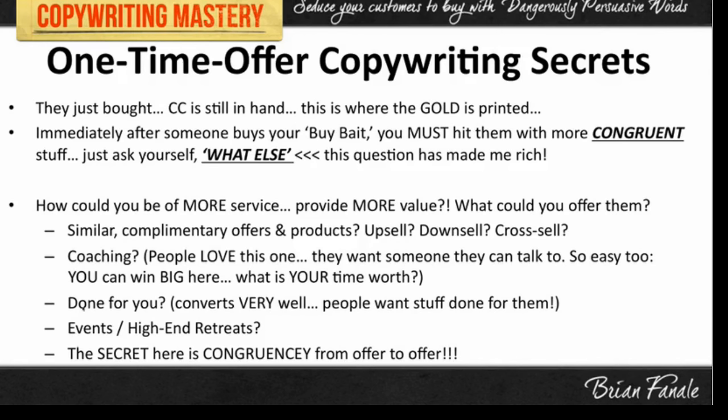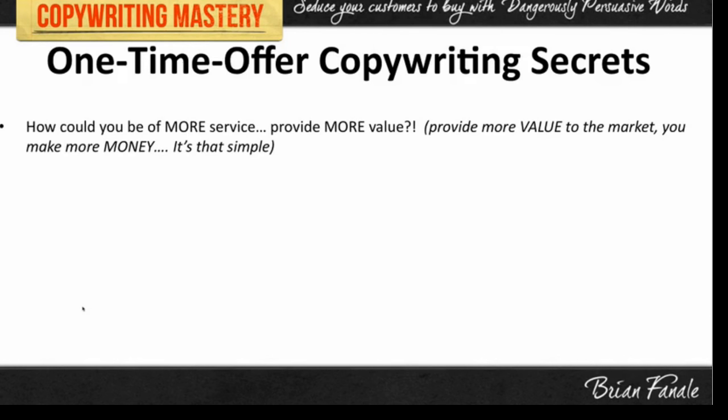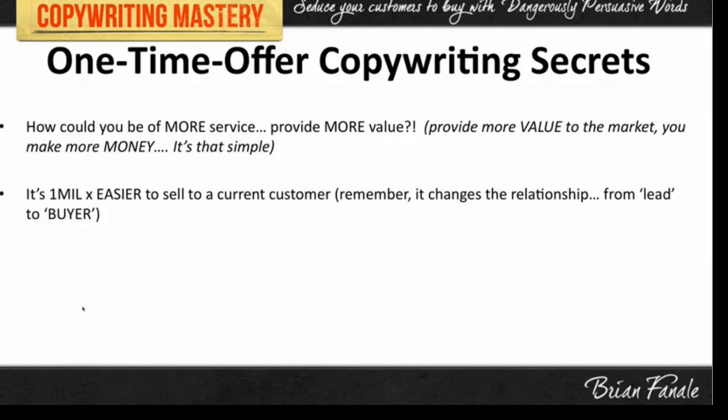That's what I mean by congruency, okay? How could you be of more service, provide more value? Provide more value to the marketplace, you make more money. It really is that simple. It is 1 million times easier to sell to a current customer. Remember, this changes the relationship from lead to buyer. It does. Once they are a buyer, they've bought, man. Now the floodgates are open. That is now a buyer. Your buyer's list is the biggest asset.